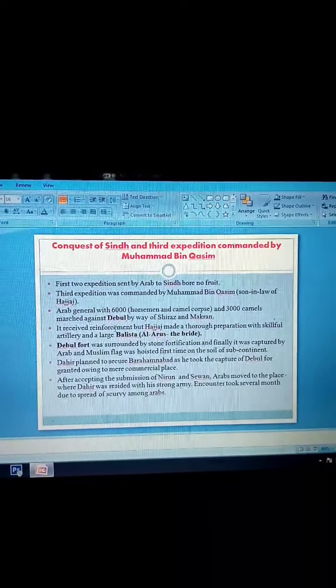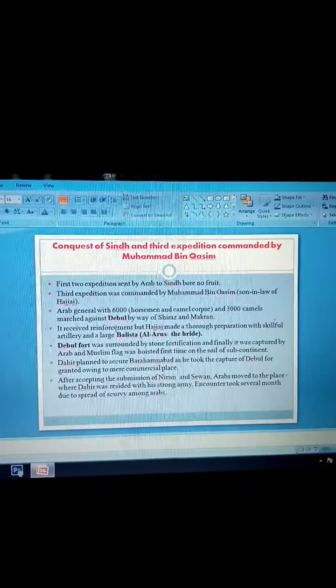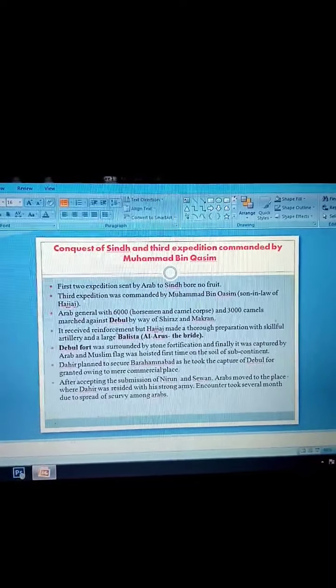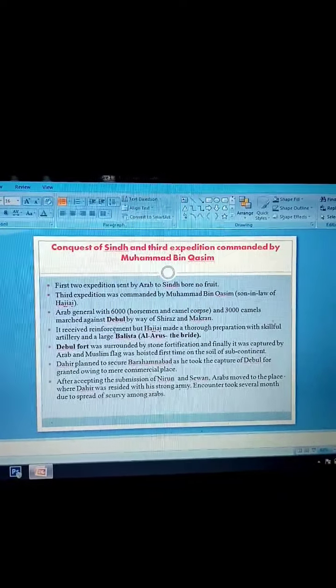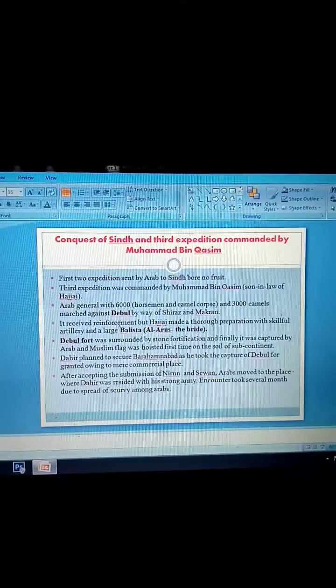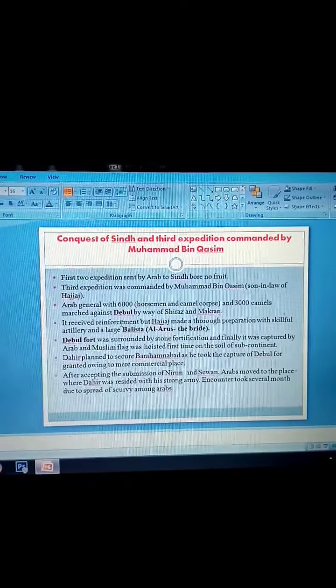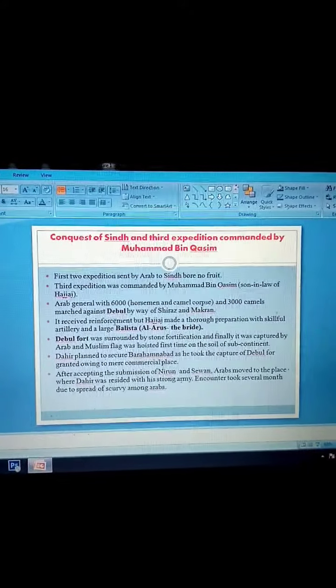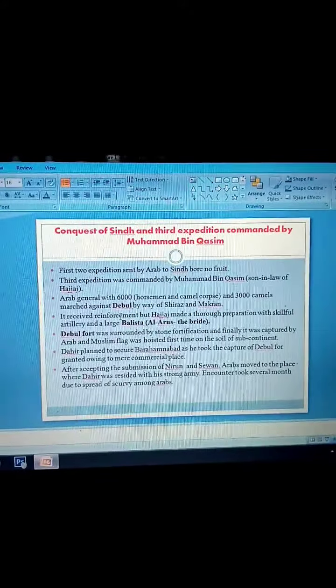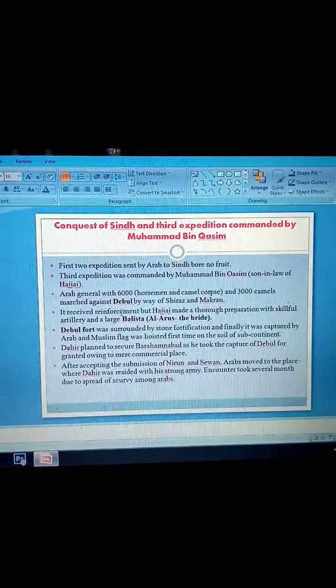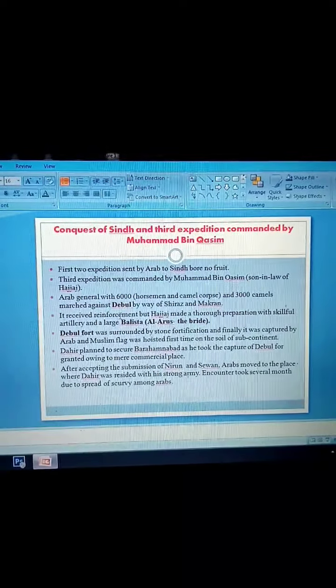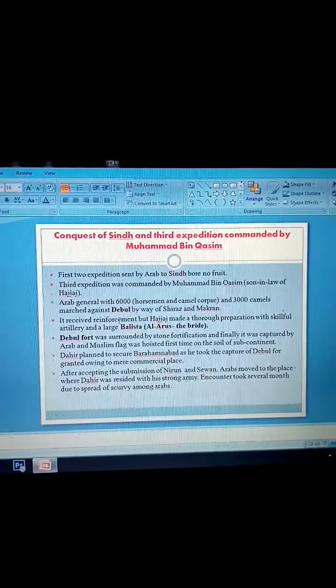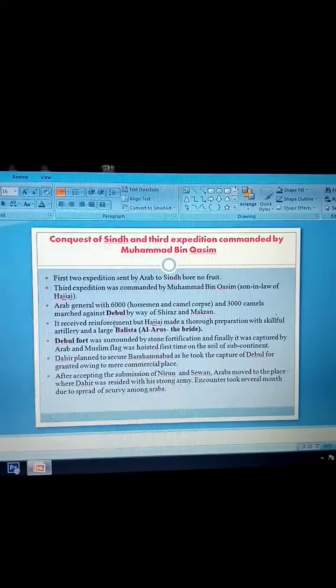But then a disease happened, the disease of scurvy, and they remained there for many months. They waited to attack again and assault the rest of the subcontinent. During this time, Neron and Seven Sharif surrendered.